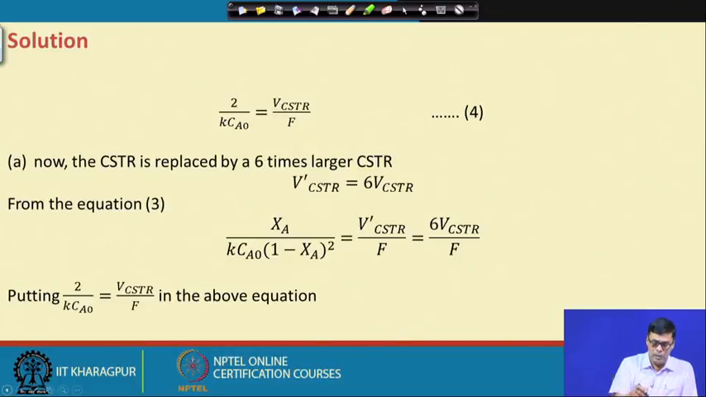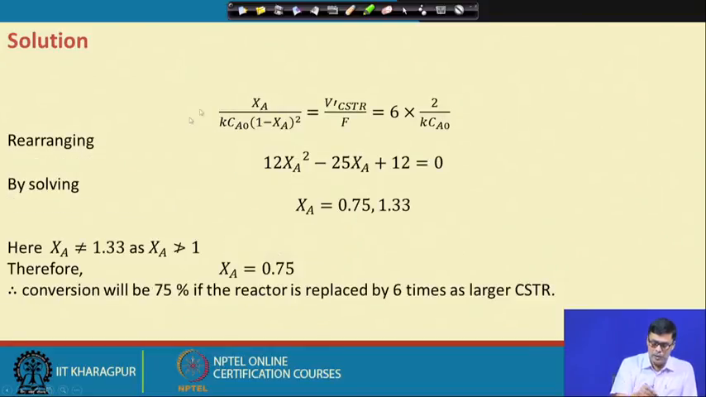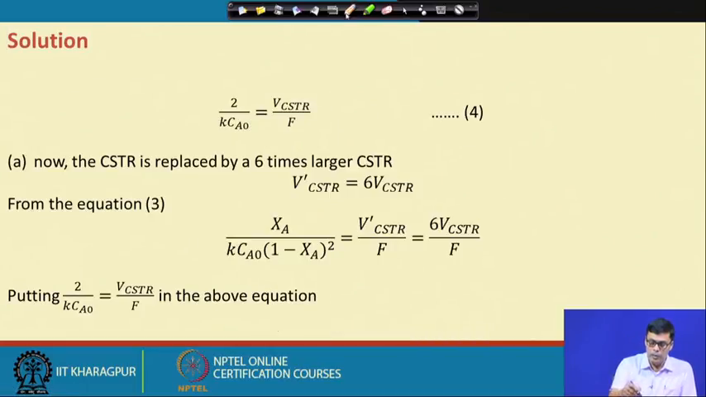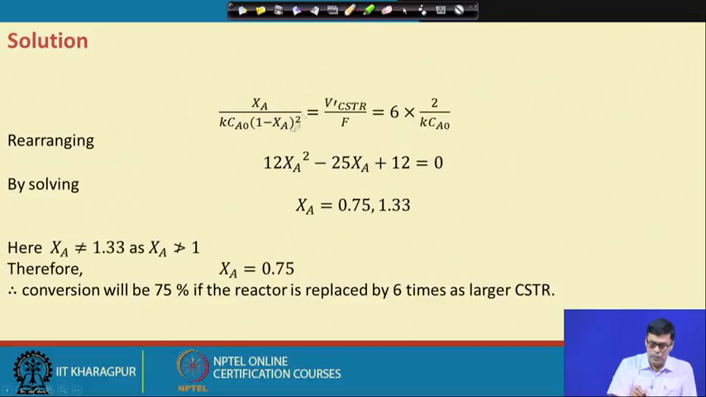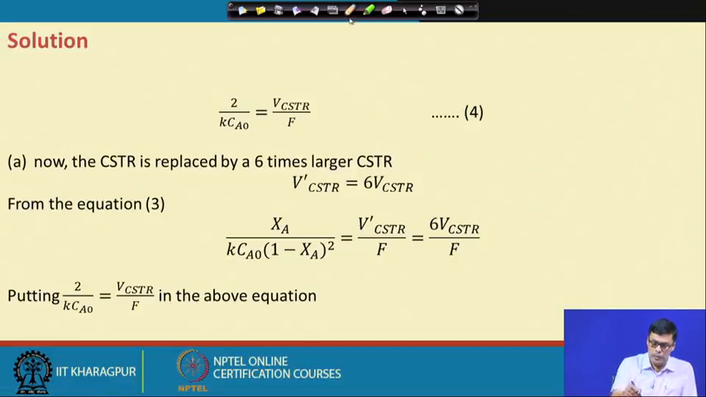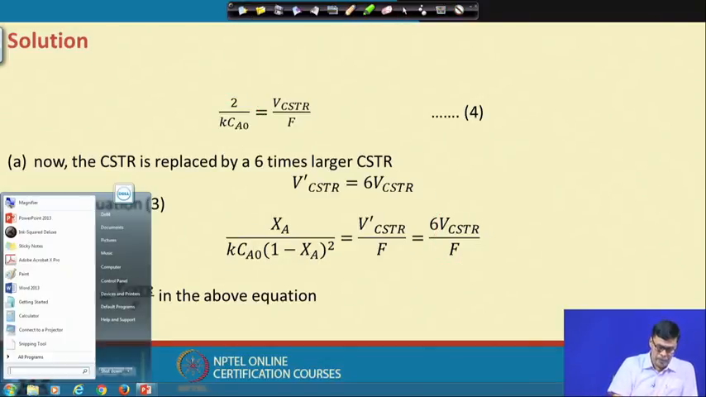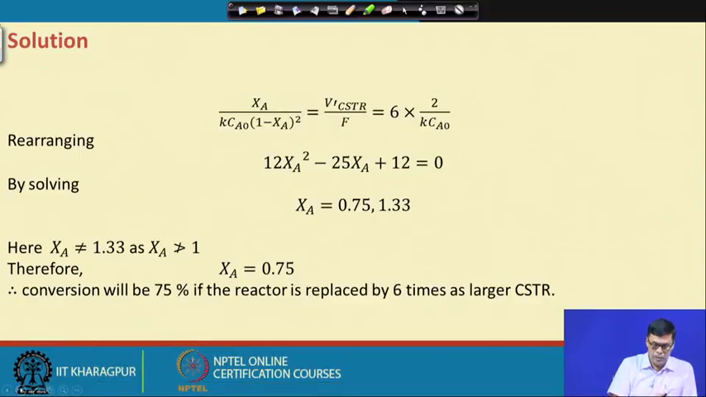I can show you what we have written. This is what we have calculated previously, the new approach that we have. This is equal to this. Now this is equal to what? This is equal to 2 by k C_A0. So we can do it here, and this is how it has come. So we can solve this quadratic equation.